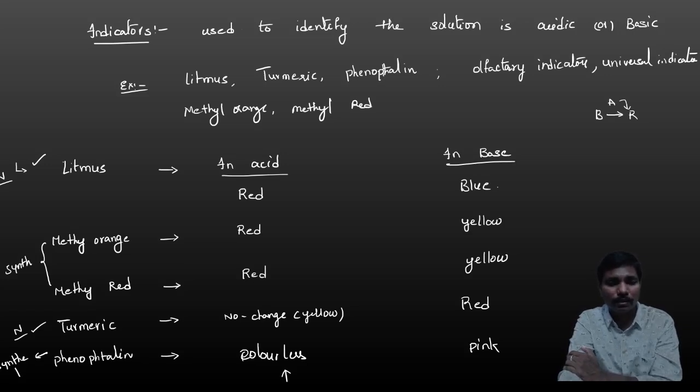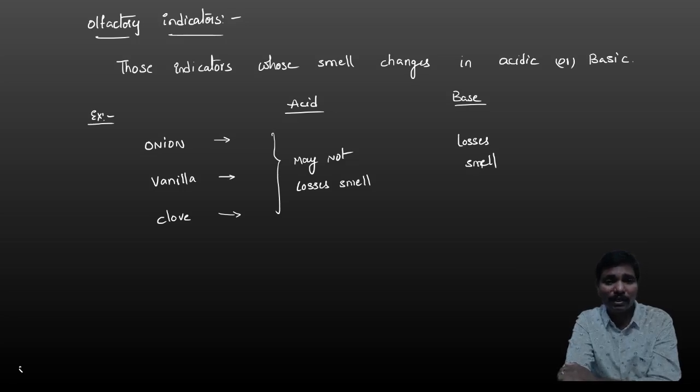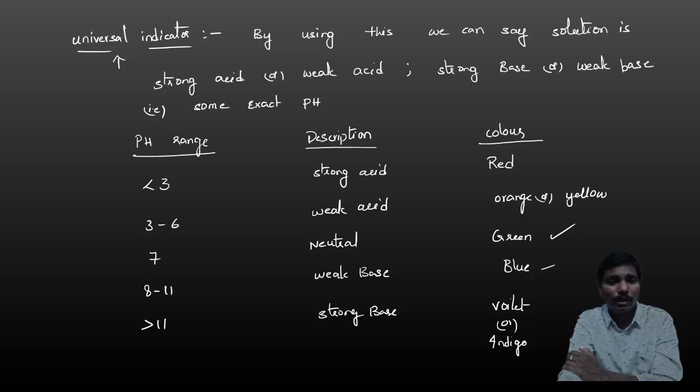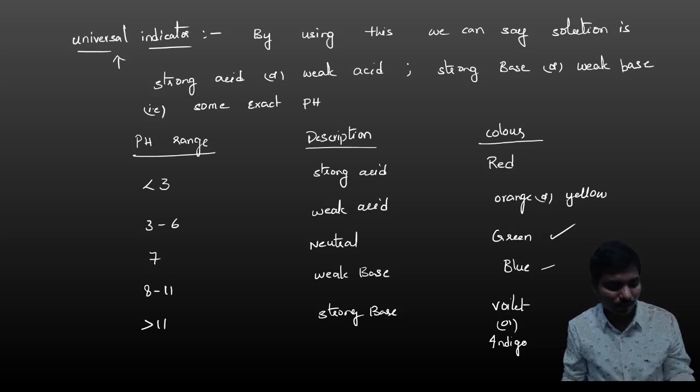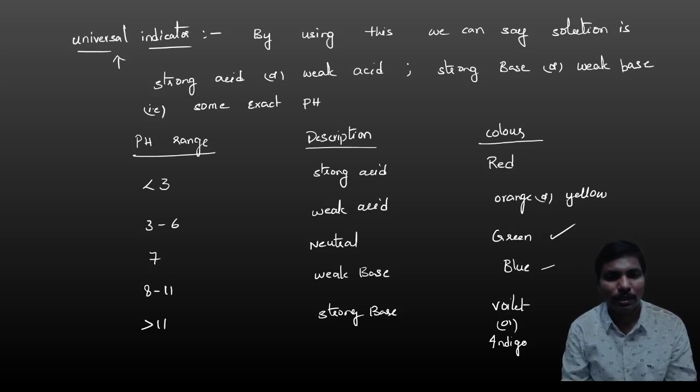And some indicators and how they convert the solution in acidic and in basic. Olfactory indicators, that is, by using the smell we can get the idea. In acidic, it may not lose the smell. In case of basic, it loses the smell. And the universal indicator and those colors. The next session we will discuss the MCQs. It will be a very interesting session. So up to this you have to prepare all this theory and attend the next MCQ session.